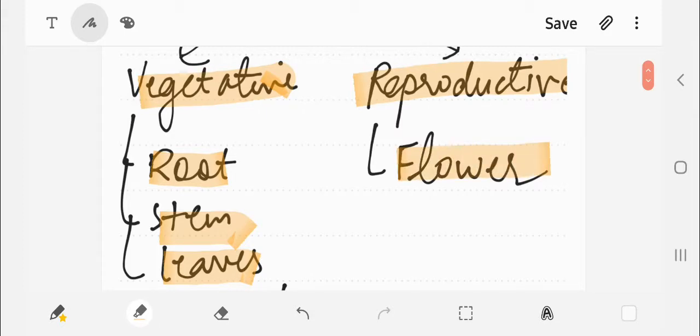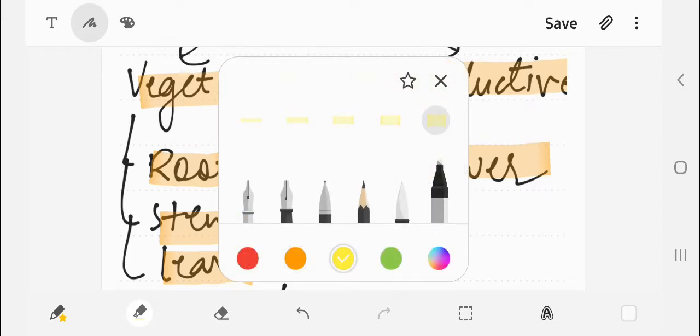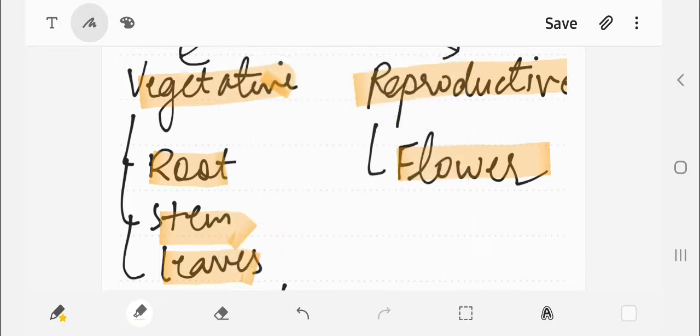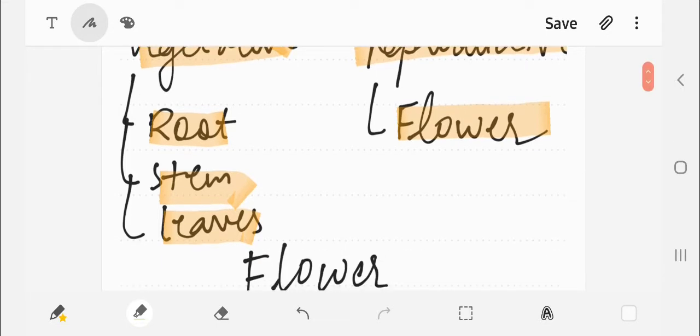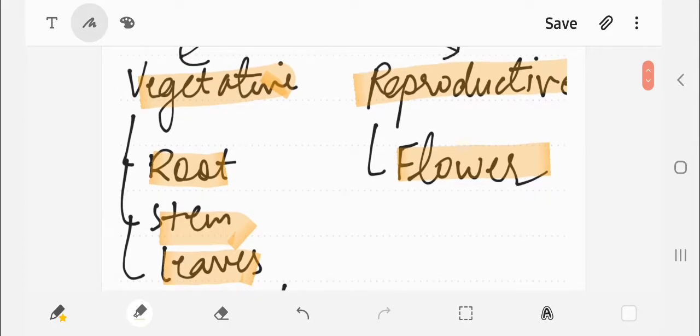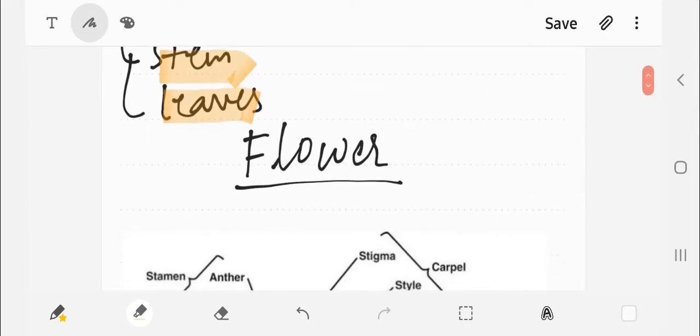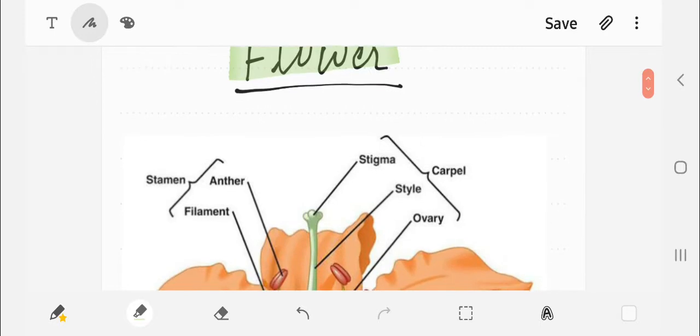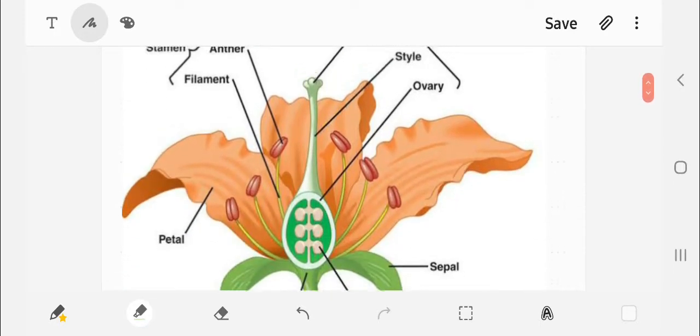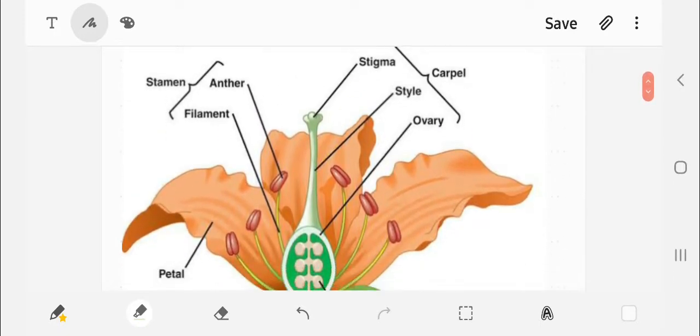In our previous chapter, the first chapter of this unit, we discussed vegetative reproduction, how organisms reproduce by vegetative parts like roots, stems and leaves. Now today we are going to discuss sexual reproduction, that is with the help of the flower. So first we are going to discuss the various parts of the flower, various whorls of the flower.